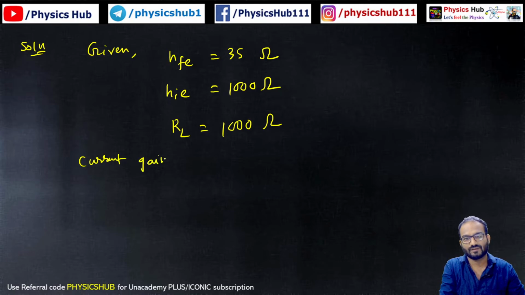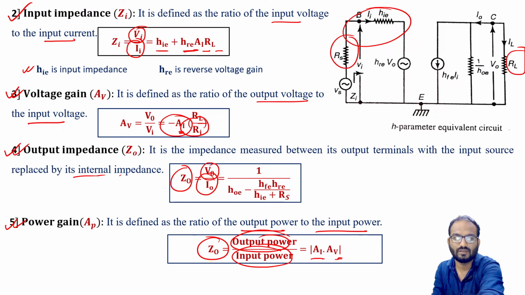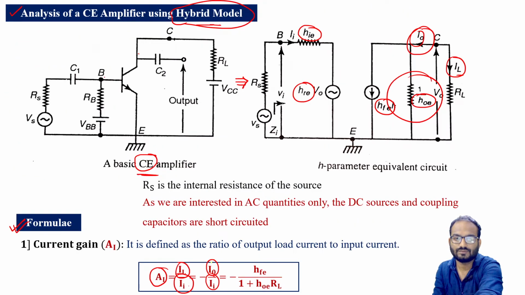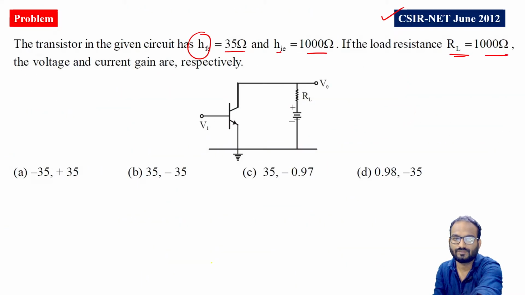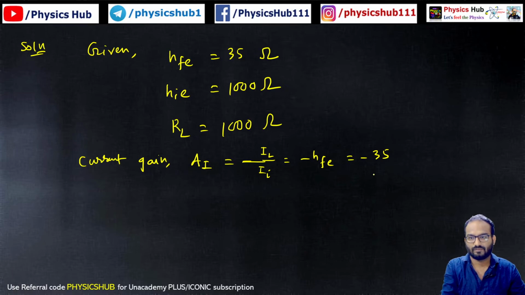Current gain is given by AI. What is the formula? We have seen the formula. Current gain is equal to IL by II, and this is equal to minus hFE, because hOE is not there. So this becomes minus 35. So your current gain becomes minus 35.